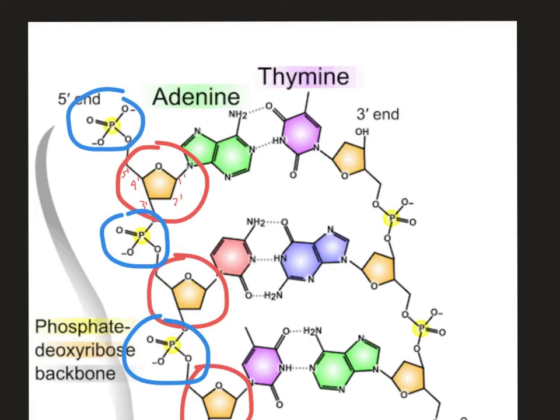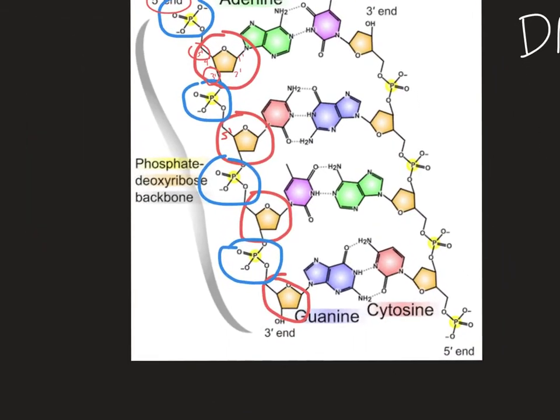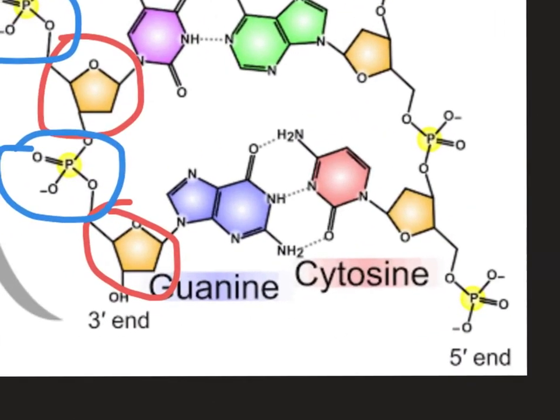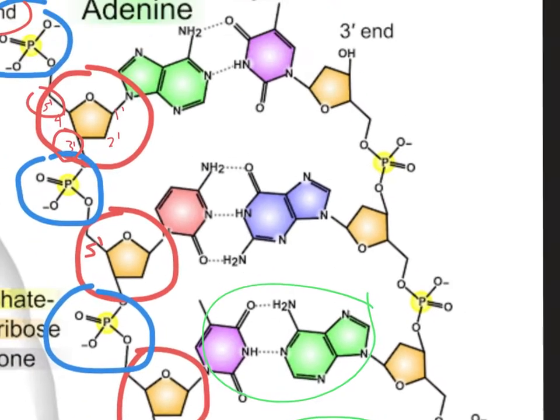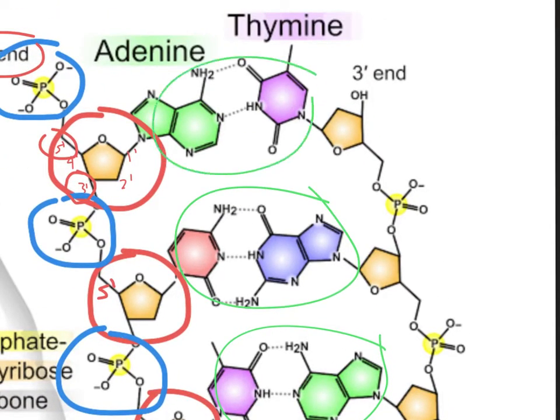Phosphate groups connect the 3' of one deoxyribose molecule to the 5' of its adjacent molecule. Therefore, one end of the whole DNA molecule will have a free 5' carbon, which is here, and the other end will have a free 3' carbon, which is here. The nitrogenous bases, which are where our genetic information is encoded, form the rungs of our DNA ladder.